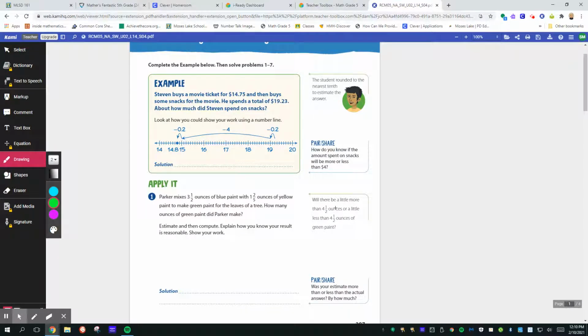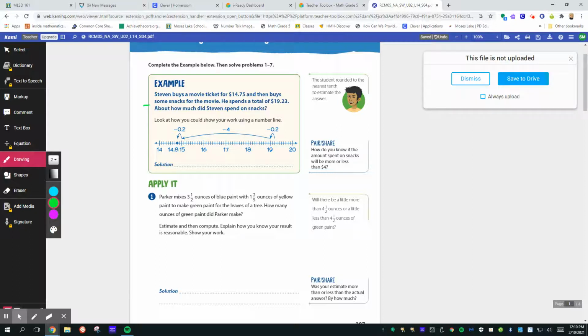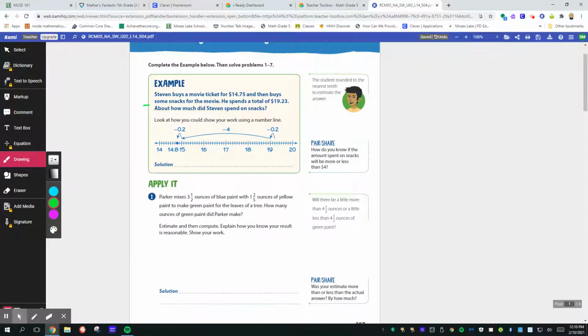So again, we've been working on adding and subtracting within story problems. So reading that story problem and really understanding, is it asking us to add or is it asking us to subtract? So let's look at our example. It says Stephen buys a movie ticket for $14.75 and then buys some snacks for the movie. He spends a total of $19.23. How much did Stephen spend on snacks? So if he spent this total, and then this was the price of the movie ticket, we're just taking this and subtracting this, right?